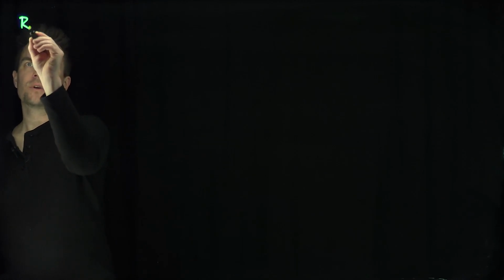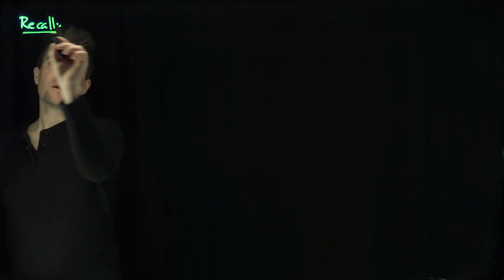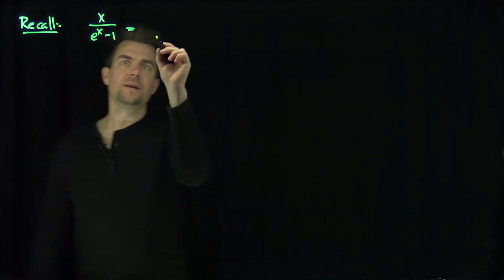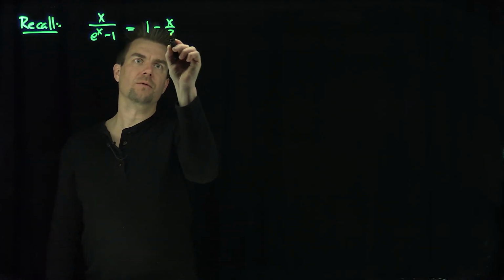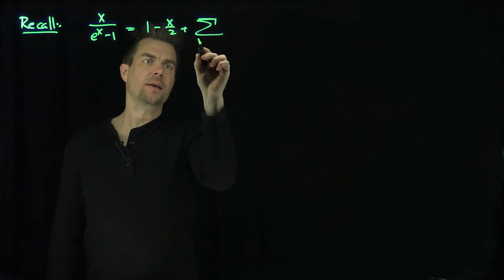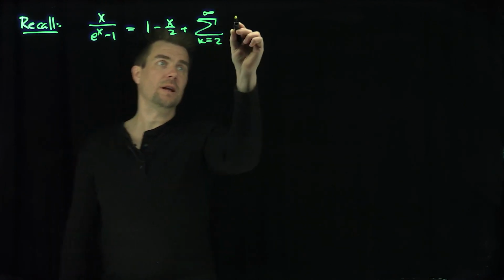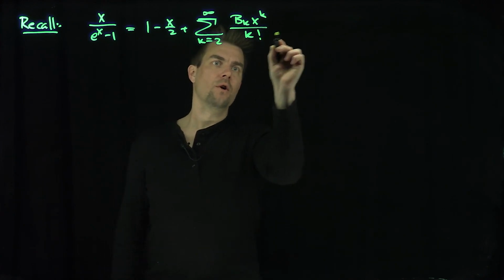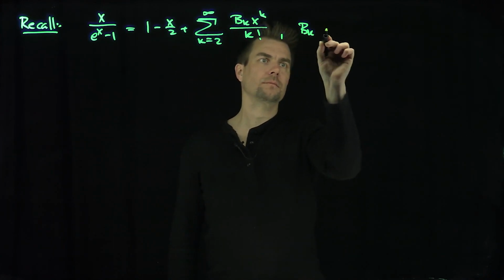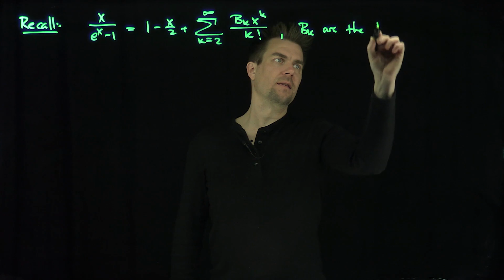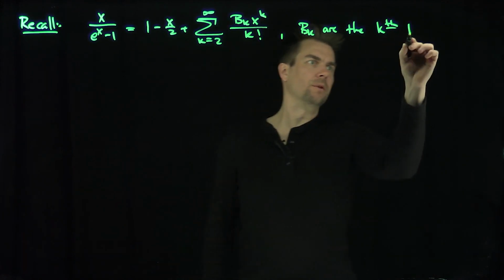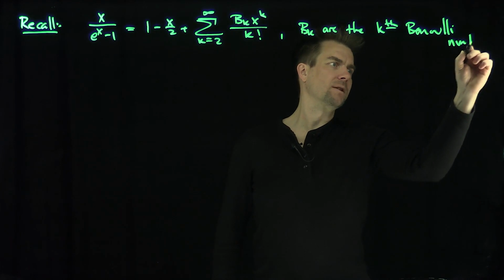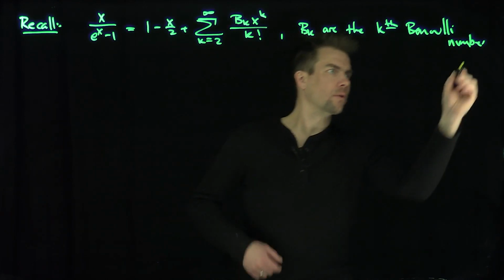Let's recall from a previous video that x over e to the x minus 1 is equal to 1 minus x over 2 plus the sum k goes from 2 to infinity of b_k x to the k over k factorial, where the b_k are the kth Bernoulli numbers. Great.